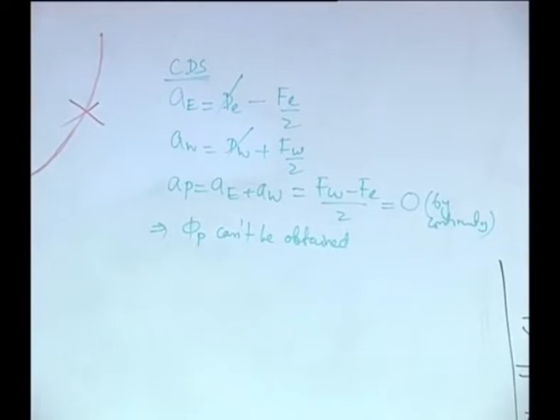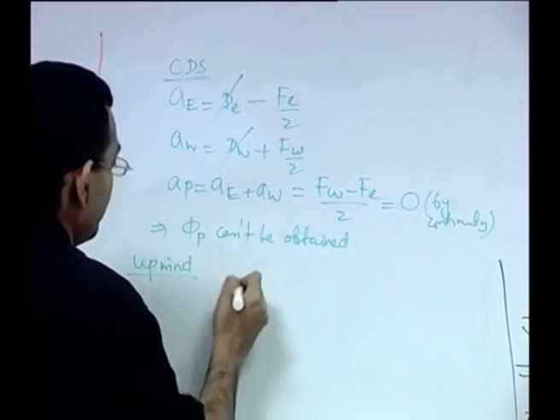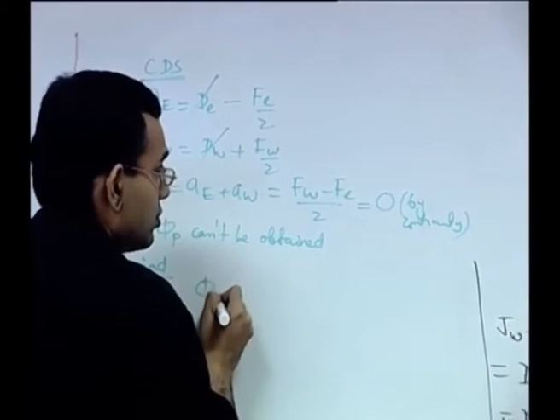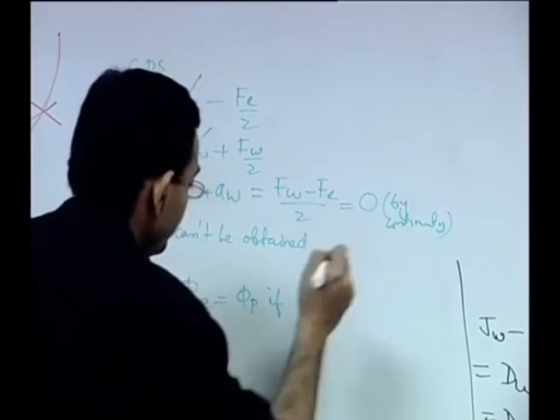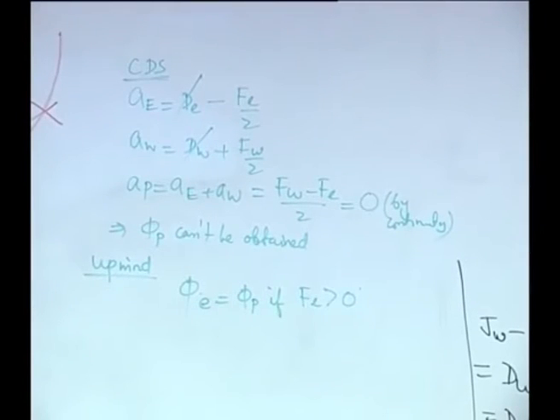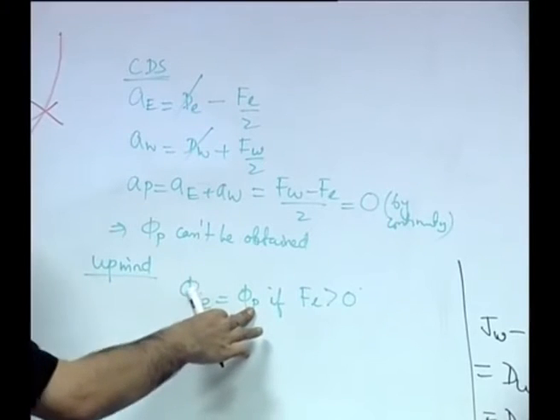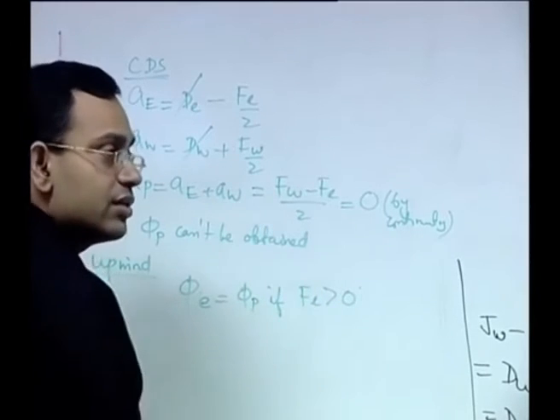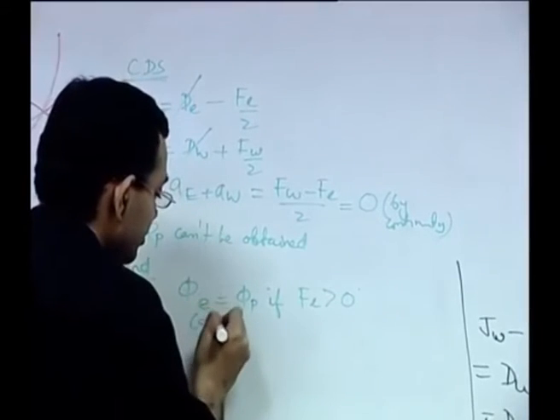On the other hand, if you consider the upwind scheme, you have phi at small e equal to phi p if Fe is greater than 0. So at all the upstream points you have the same value of phi. The diffusion term will be 0, because the right hand side is the diffusion term, which is 0. So it is purely on the basis of advection.